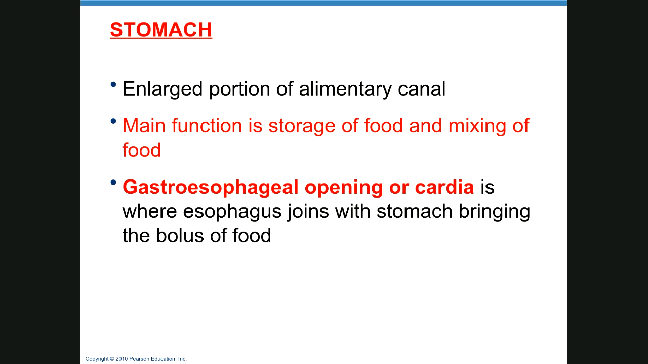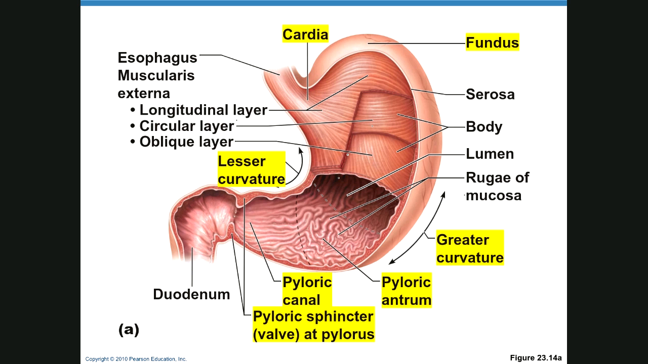The gastroesophageal opening or cardia is the part where the esophagus joins with the stomach, and the bolus of food is moved into the stomach. So the part of the stomach adjacent to the esophagus is called the cardia. Then we have this dome here, at kind of the same level as the esophagus, which is called the fundus.